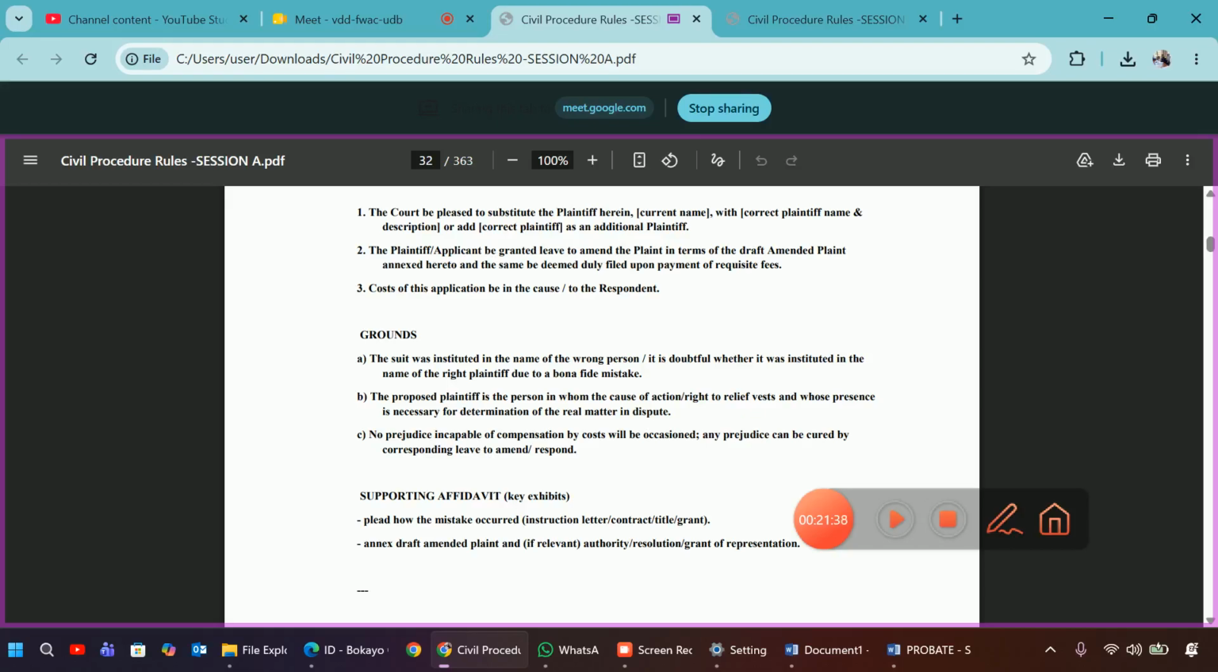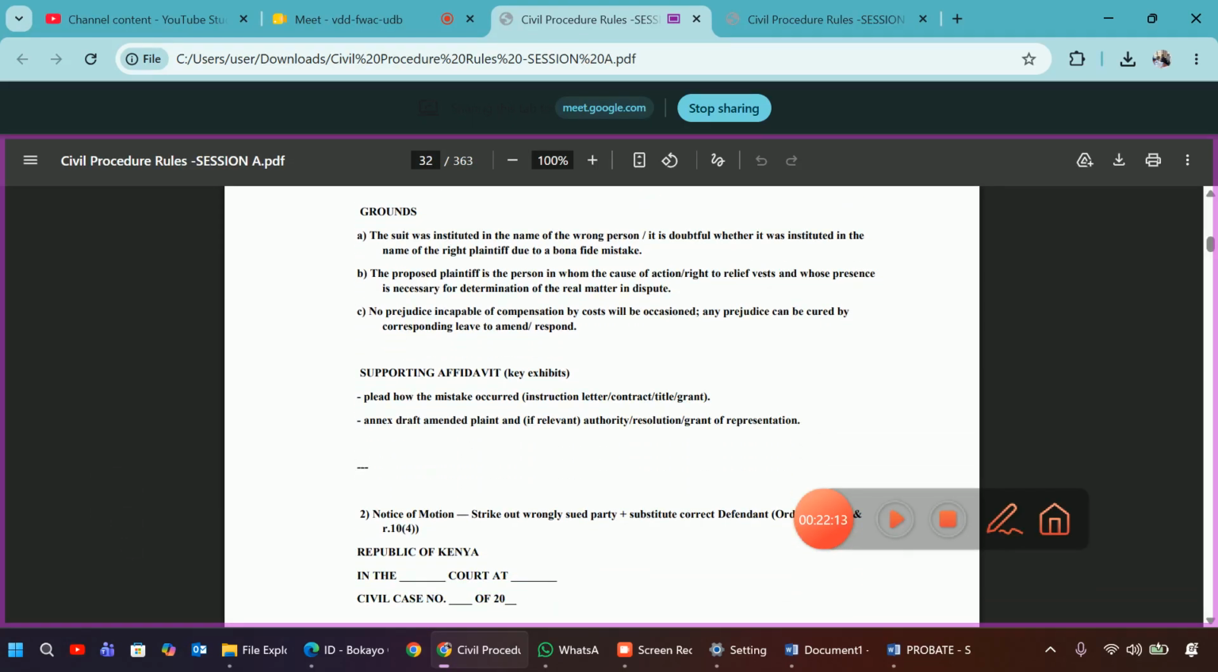Grounds: the suit was instituted in the name of a wrong person. It is doubtful whether it was instituted in the name of the right person due to a bona fide mistake. Remember, you have to emphasize a bona fide mistake so that it can be granted. The proposed plaintiff is the person in whom the cause of action or right to relief vests and whose presence is necessary for determination of the real matter in dispute. So no prejudice incapable of compensation by cost will be occasioned. Any prejudice can be cured by corresponding leave to amend or respond to my amended plaint.